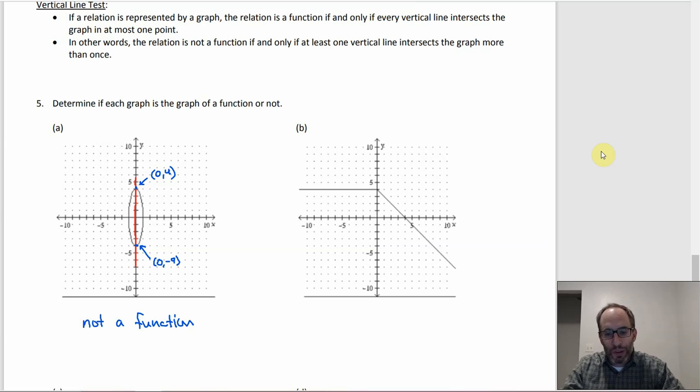For B, any vertical line is only going to intersect that once, right? Because this angular shape is straight across and then it bends right at the y-axis. Any vertical line you pick, like if I pick one out here, is just going to hit it once. Or if I pick one right on the bend, where it's angled downward, even that's okay. That's just going to be 1 point. So everything here is fine.